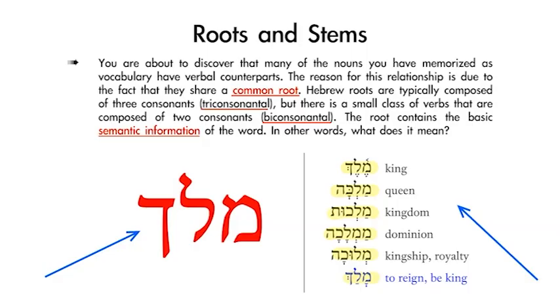You can see in each of these examples, the mem, lamed, and kaf are used to create words that have a related group of meanings. By knowing the relationship between roots and stems, you can really help grow your vocabulary in Hebrew. Once you know that mem, lamed, and kaf relates to royalty and kingship, you'll be able to understand all of the related words that contain these same root letters. This is the difference between roots and stems. The root contains the basic semantic information, the basic meaning of all of the words that are derived from it.